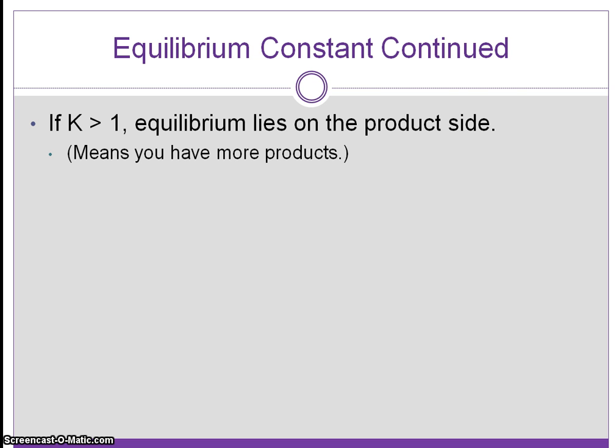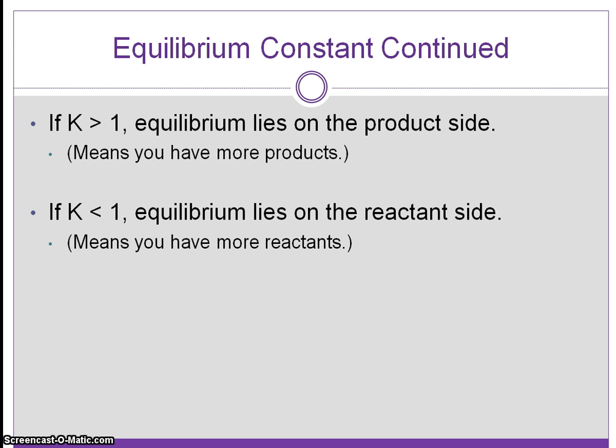The reason we calculate K is that it tells us whether we have more products or more reactants. So if K is greater than 1, that means the top of the fraction is bigger, which is the products. So it tells you that you have more products than reactants. If K is less than 1, it means the reactants have more, because in that fraction, if the bottom of the fraction is bigger, then it's going to be less than 1. So this tells us that we have more reactants. A lot of times you'll be asked to calculate K, and then you'll be asked what that means. So if K is greater than 1, it means you have more products. If K is less than 1, you have more reactants.